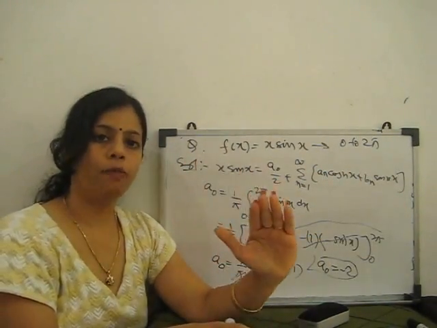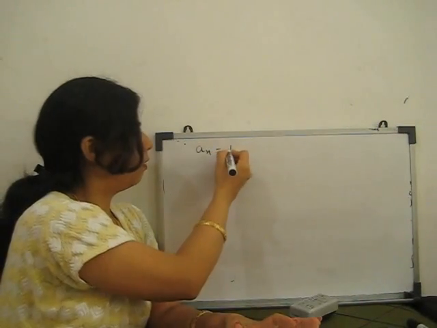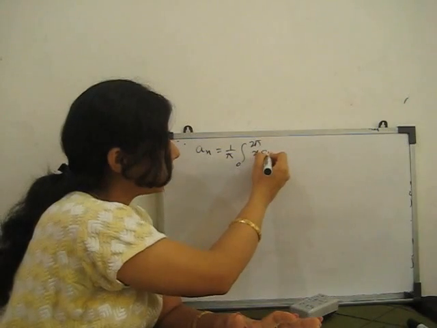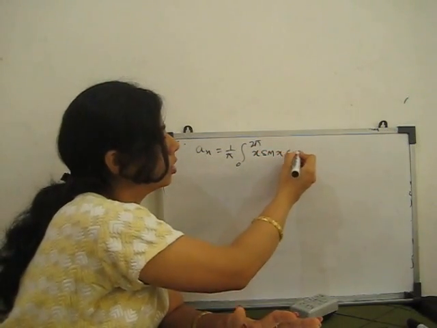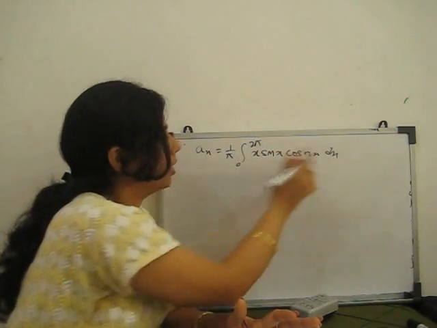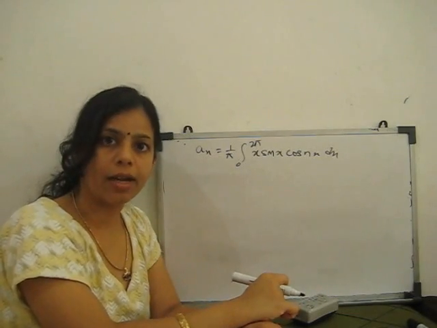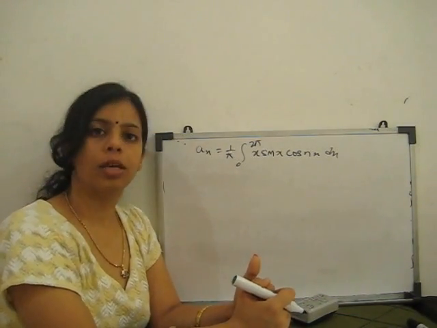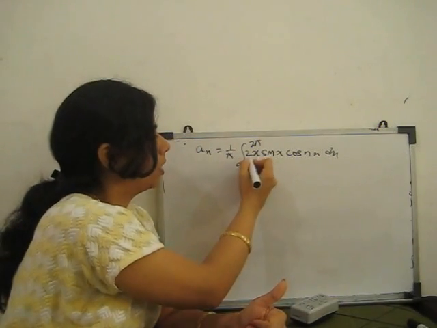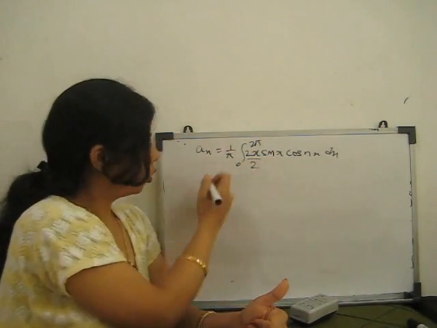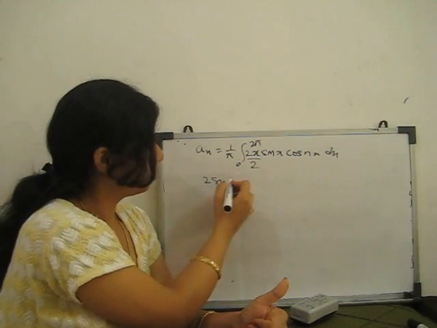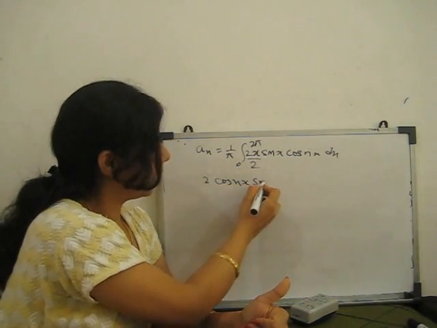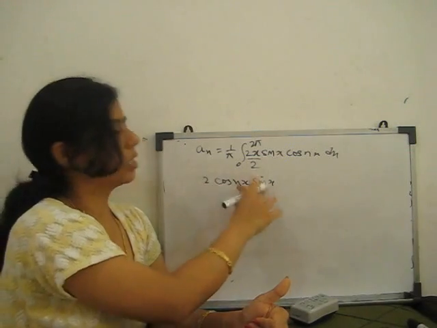So now we go for an. It is 1 upon pi, 0 to 2 pi, f(x), x sin x, cos nx dx. When sin and cos are multiplied, we use the formulas of sin(a plus b), sin(a minus b), cos(a plus b), cos(a minus b). So we multiply and divide this by 2: 2 cos nx sin x, we can say 2 cos a sin b.